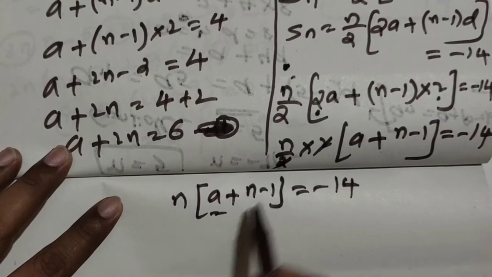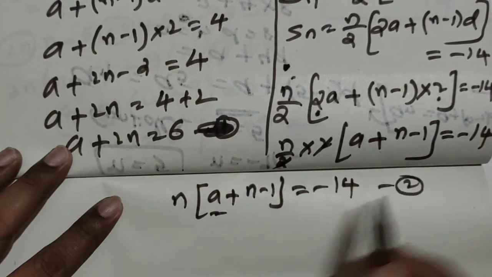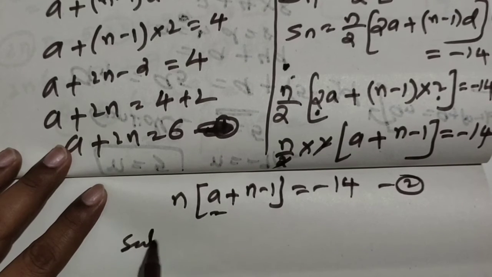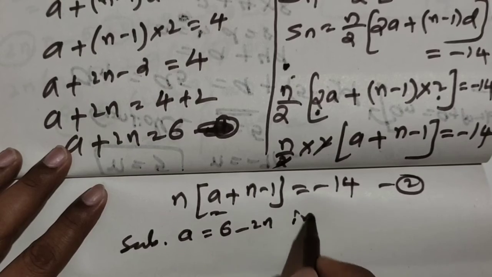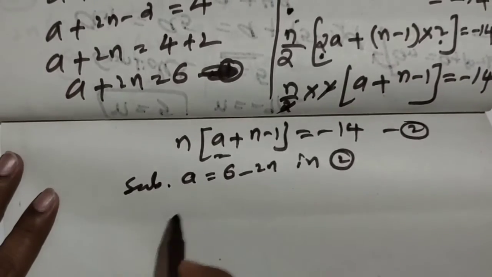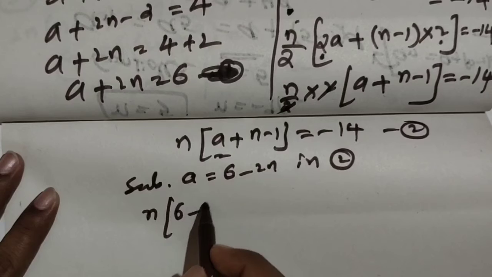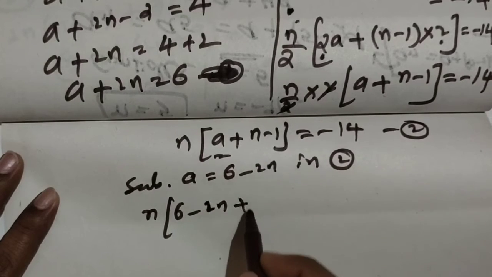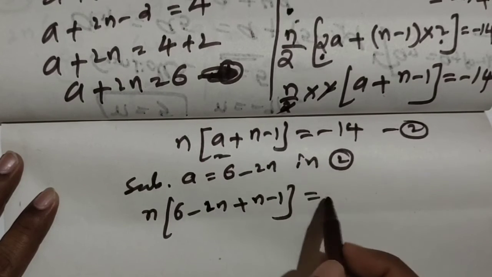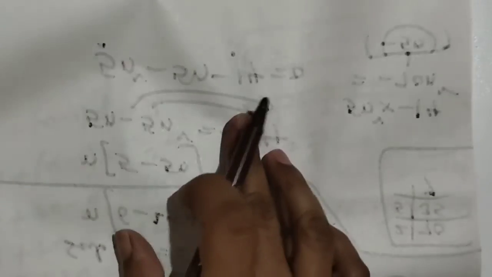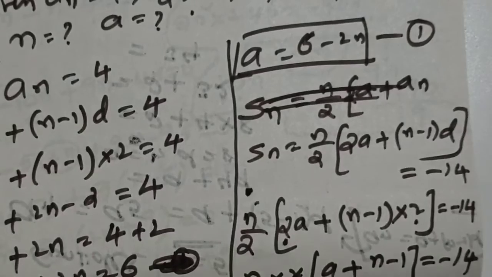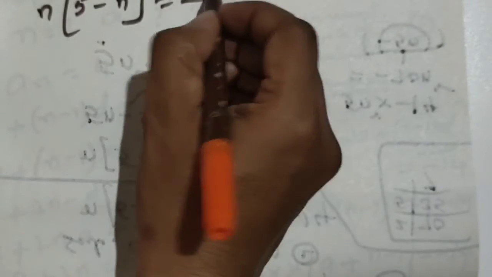Now we have here the a value. So take this equation 2, and substitute a is equal to 6 minus 2n in equation 2. Then we get n into 6 minus 2n plus n minus 1 is equal to minus 14. So now n into 5 minus n is equal to minus 14.